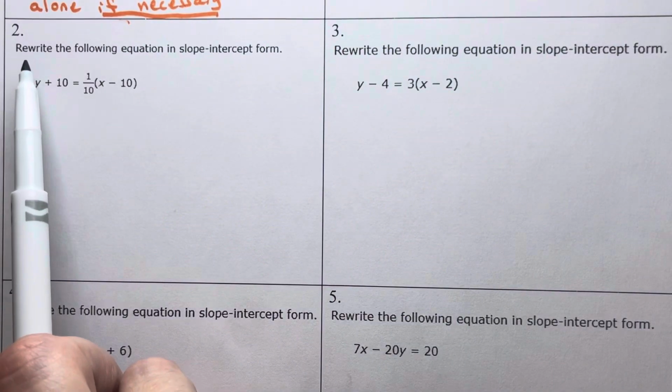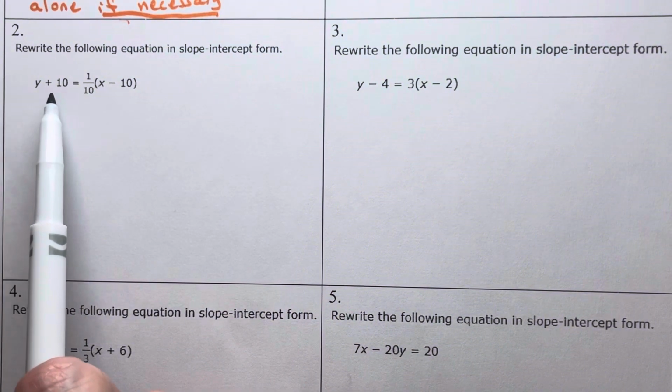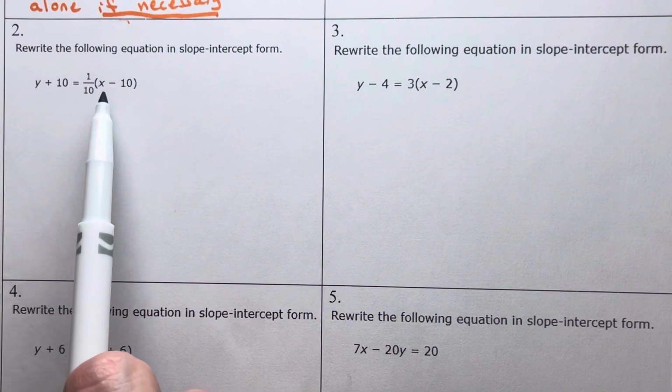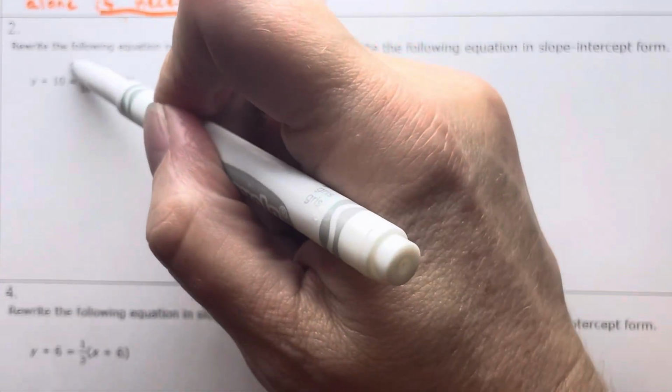Example 2. Rewrite the following equation in slope-intercept form where we were given y plus 10 is equal to 1/10 times the quantity of x minus 10. First things first, gotta draw that river. It is so helpful. Just make it easy for your eyes.